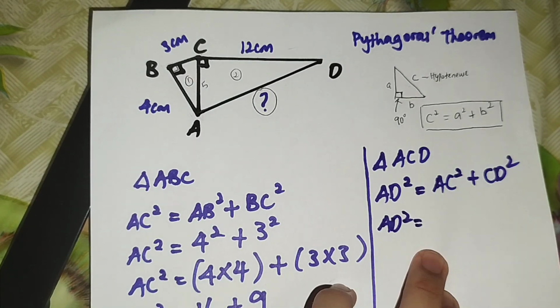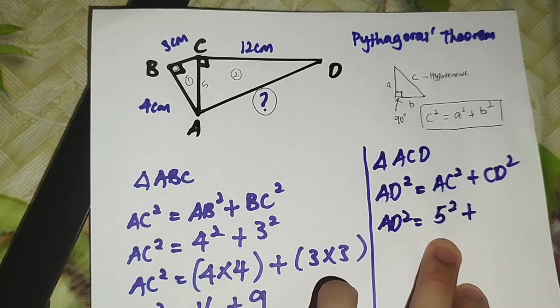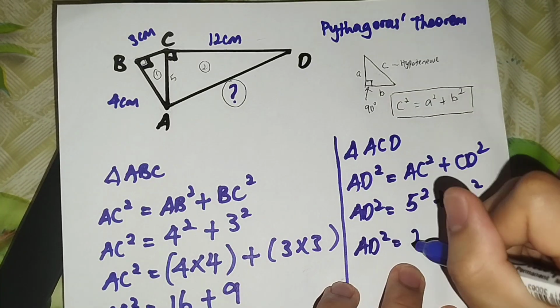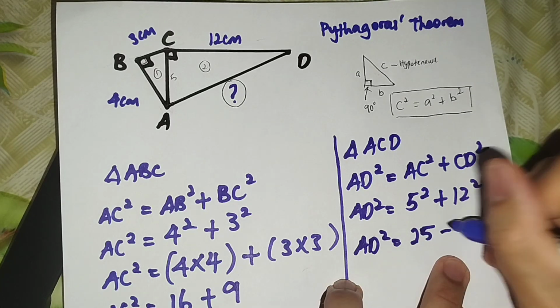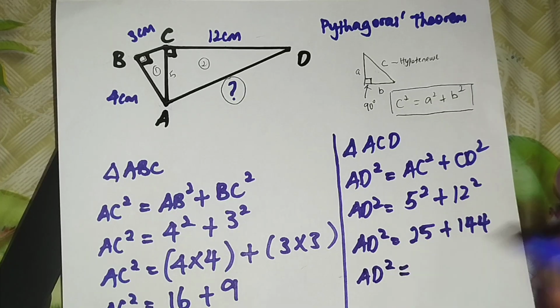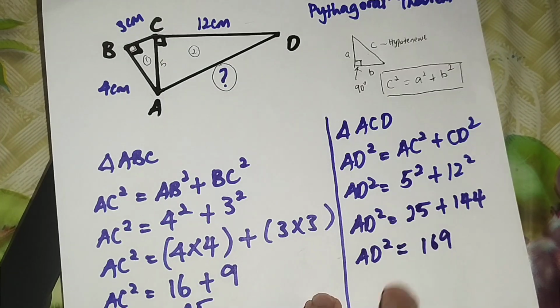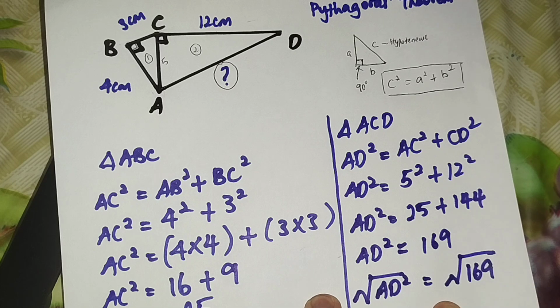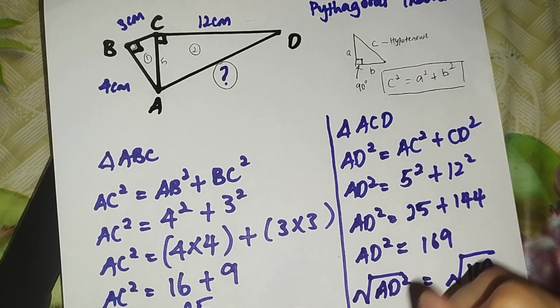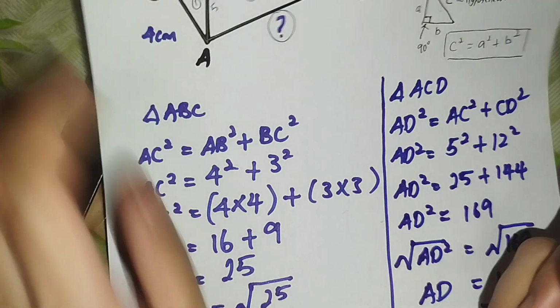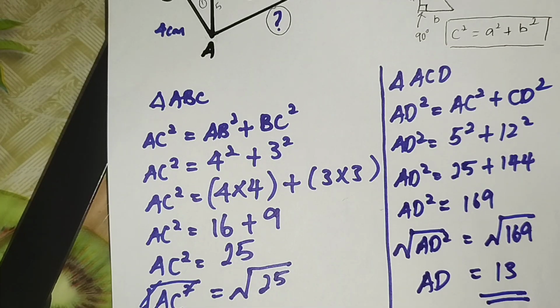AD squared is equal to AC squared, which is 5 squared, plus CD squared, which is 12 squared. AD squared is equal to 25, 5 times 5 is 25, plus 12 times 12 is 144. And when we sum this up, you're going to get 169. And the square root of 169 is equal to 13. This is your answer, and we have found out what the length of AD is. So that's how you apply Pythagoras Theorem to solving some basic problems.